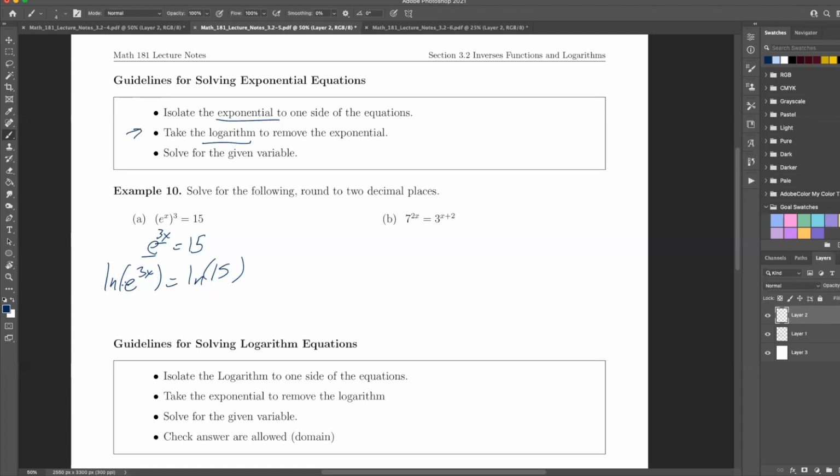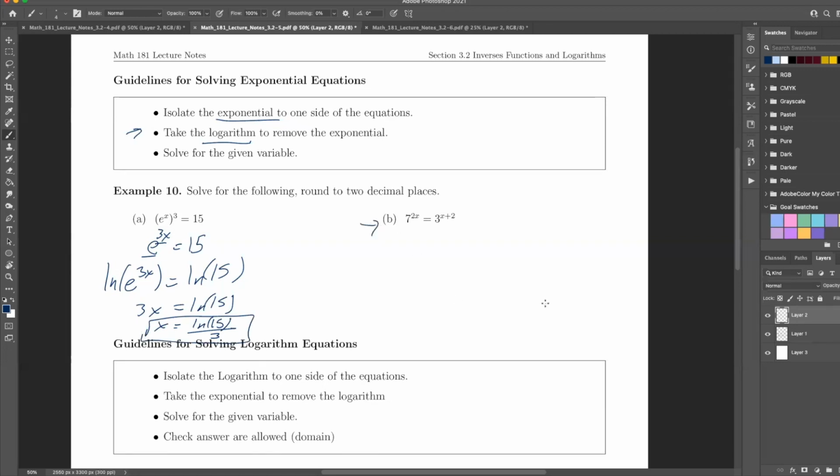Now that I've done this, ln of e raised to anything, since these are inverses, just produces what's up top. And then ln of 15. Then I just divide out the 3, so I get ln of 15 divided by 3. And there's your answer.